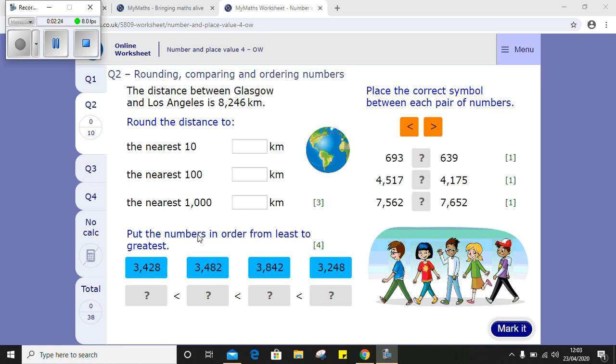Then I'm putting the numbers in order from least to greatest. So in that number, I am ascending. You can see there that we've got less than symbols to help you. So I'm going to compare my thousands first. Then I'll compare my hundreds, then my tens, then my ones if I need to. Then I'm placing the correct symbol between each pair of numbers. You've just done this yesterday, so this should be a nice reminder for you on how to do that.